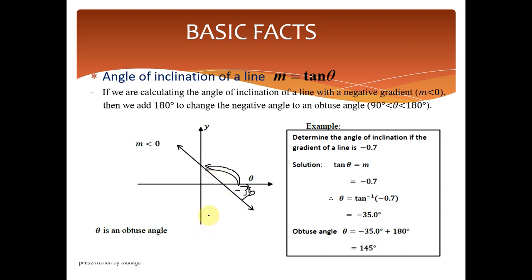And remember, the angle of inclination lies between the x-axis and the line. So this will be our angle of inclination. But we are mostly guided by the gradient. If the gradient is negative, we add 180 degrees. Let's proceed.